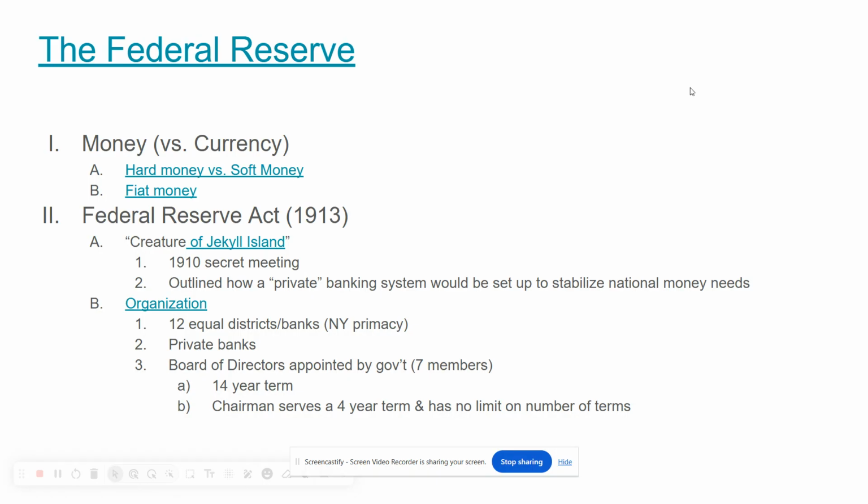Soft money is paper that represents the actual hard money. So it represents whatever commodity that you're basing your economy on.